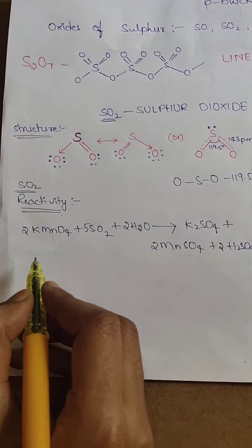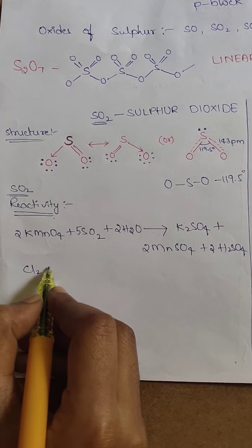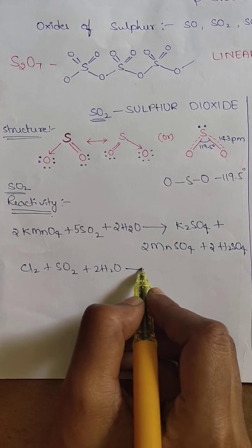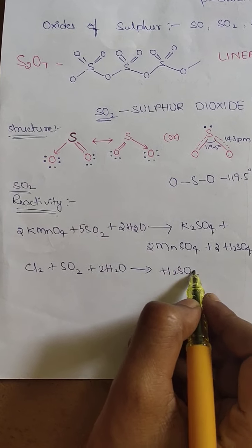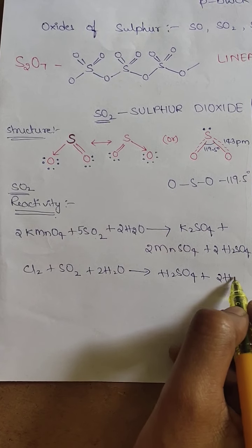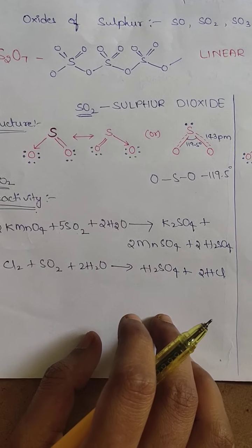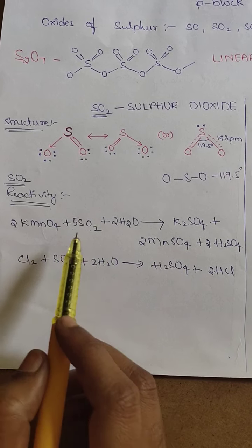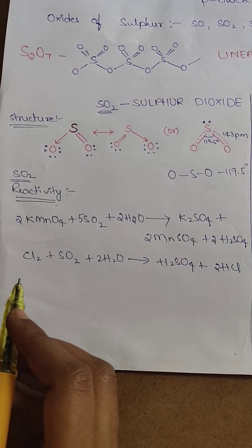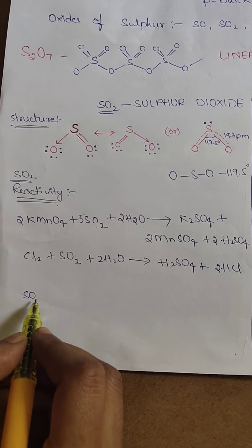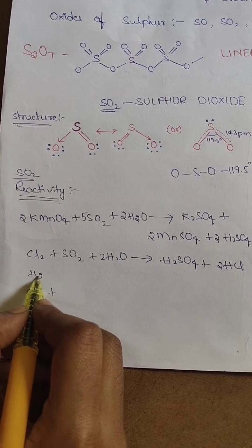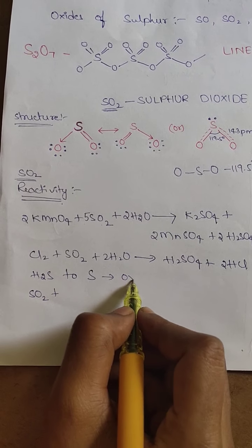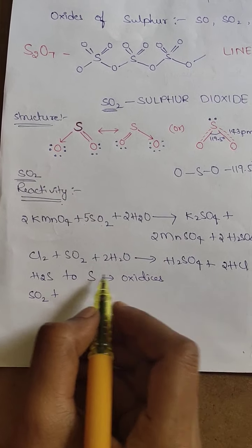Next one is when it is reacting with chlorine. Sulfur dioxide reacts with chlorine and 2 moles of water. It forms sulfuric acid, H2SO4, and 2 moles of HCl. This is about reactivity. These two come under the reducing behavior. Next one is the oxidizing behavior. When sulfur dioxide oxidizes H2S, it oxidizes the H2S to S.